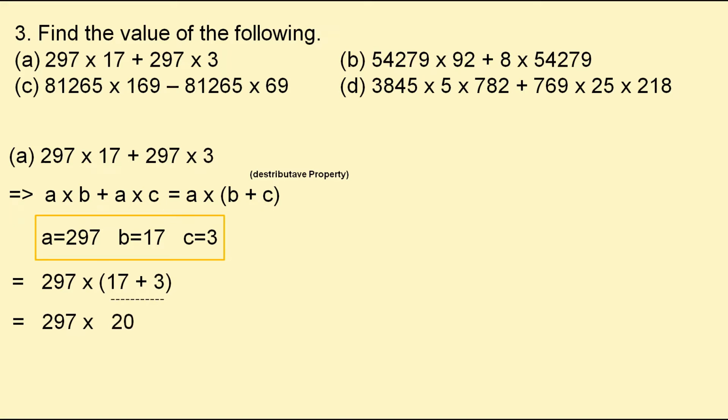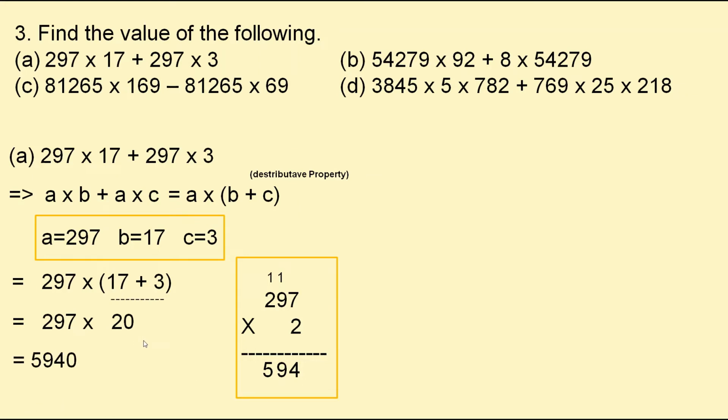Now we have to multiply just 297 into 2. So 2 7s are 14, so 1 is on carry. 2 9s are 18 plus 1 is 19, so 1 is on carry. 2 2s are 4 plus 1 is 5. So the product of 297 into 2 is 594. Now the final answer, we have to write this 594 with this 0 at the end. So the final answer is 5940. Okay. Now let's move to the second, that is B.